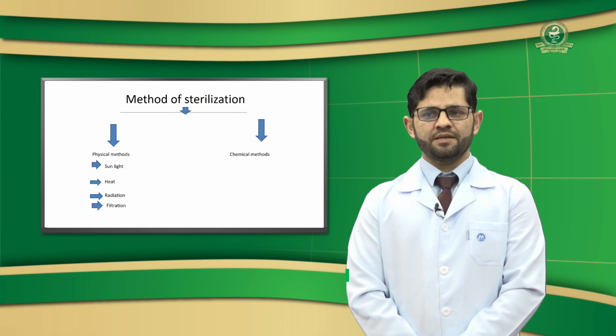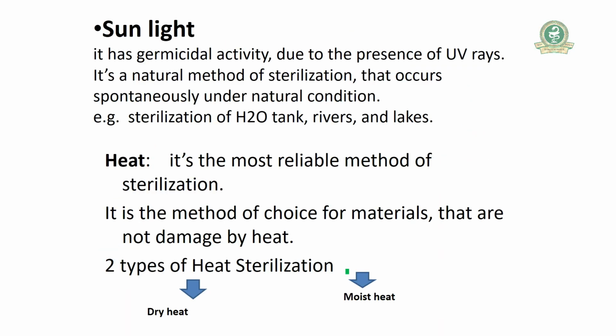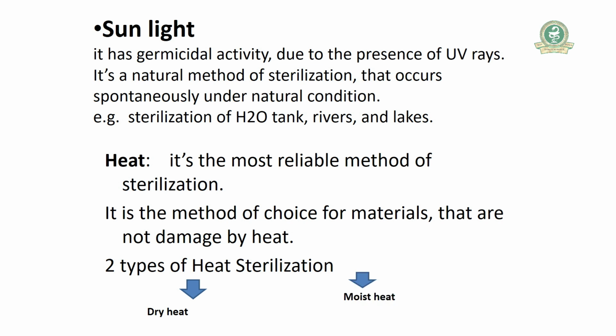Method 1 of sterilization is a natural source of sterilization. It is the sunlight method of sterilization. Sunlight has germicidal activity. It occurs spontaneously under natural conditions. For example, sterilization of food.